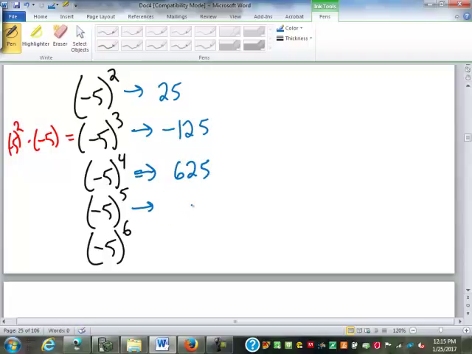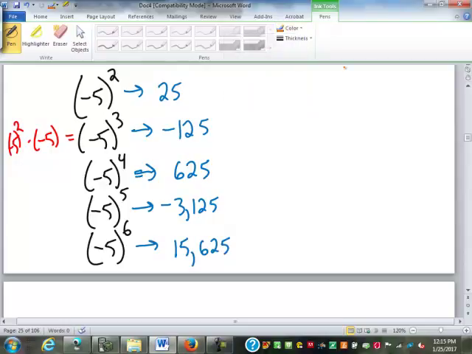How about negative 5 to the fifth? Positive or negative? Negative, that'll be negative 3,125. Then negative 5 to the sixth, positive or negative? Positive, good. Positive 15,625.